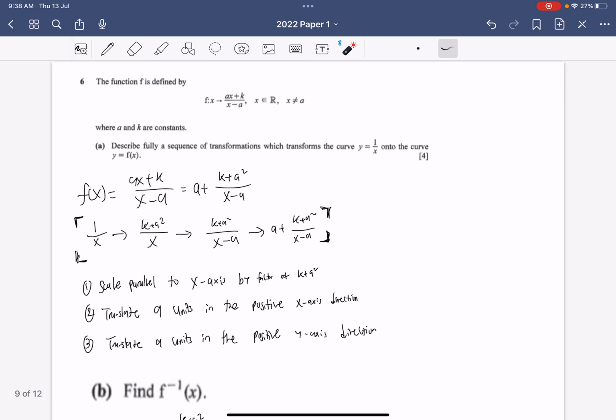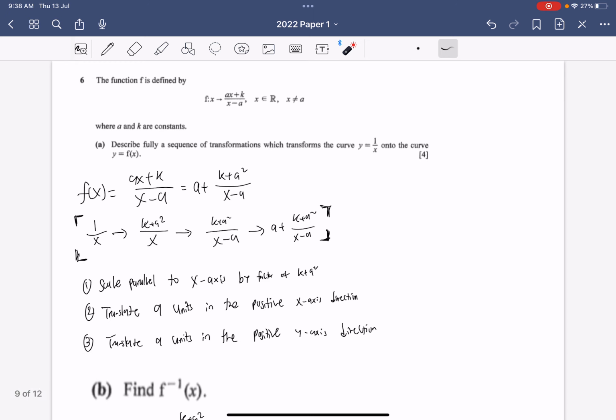It tests your understanding of transformation of curves. So you've got a function over here, and you're supposed to describe a full sequence of transformations that leads you from 1 over x to f(x).